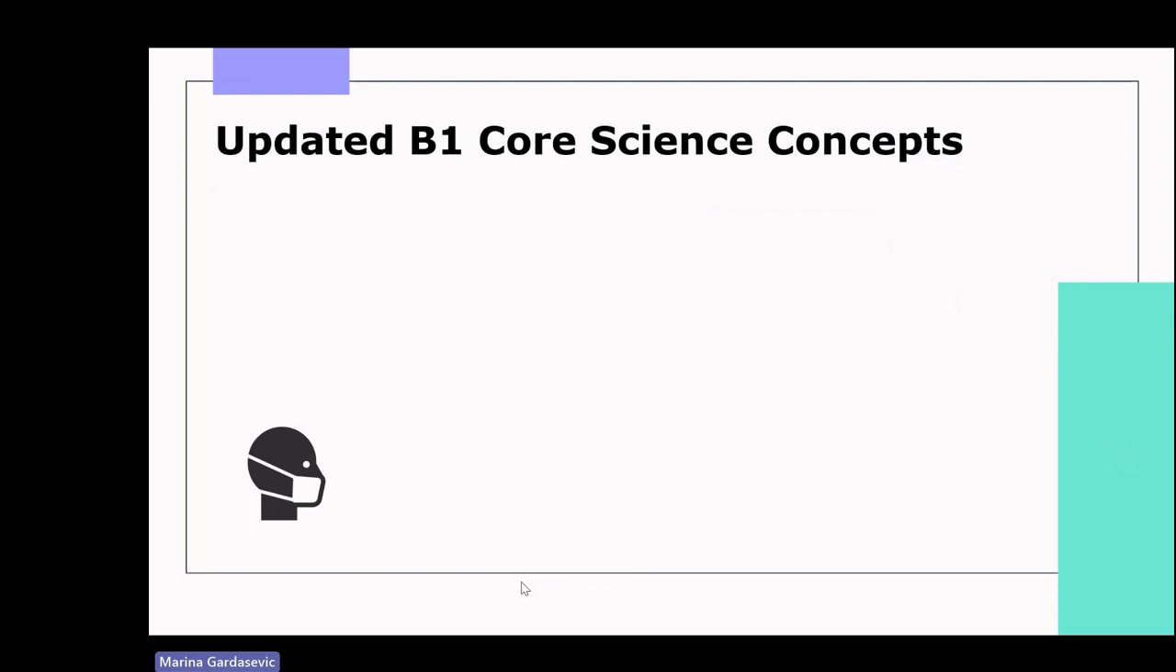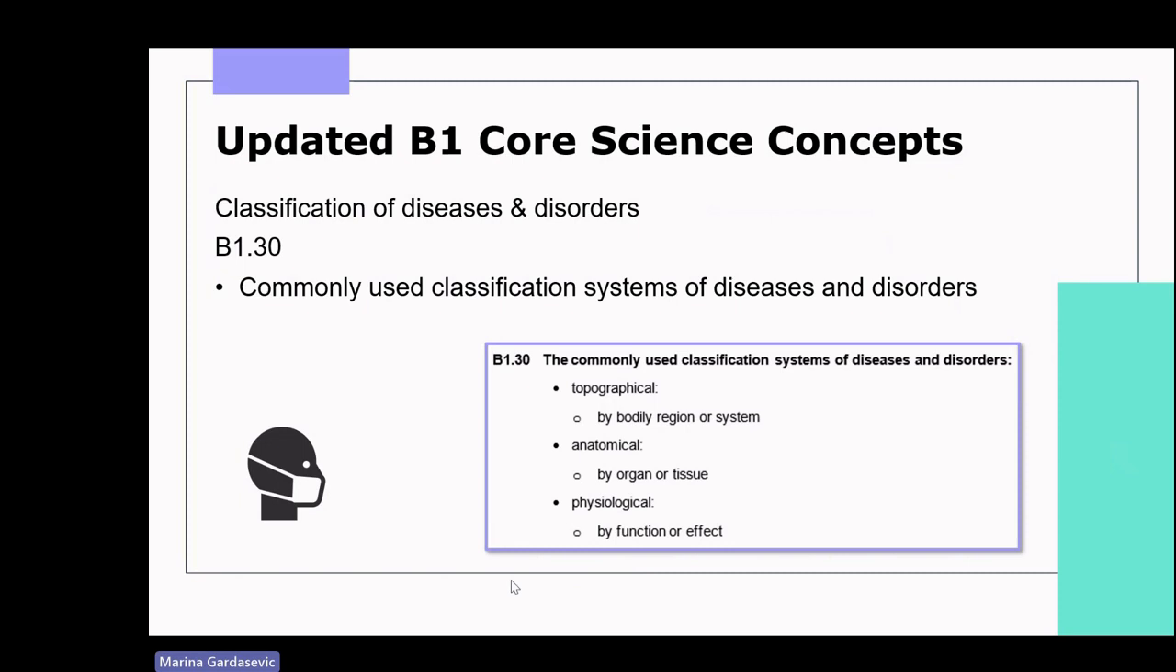Next, we're going to explore classification of diseases and disorders. This has been moved from B2, and different classifications and their purposes has been removed from the content. As B2 explores body systems in more detail, in B1 science concepts, commonly used classification systems of disease and disorders have been kept, as this will give the students the underpinning knowledge to support B2 content.